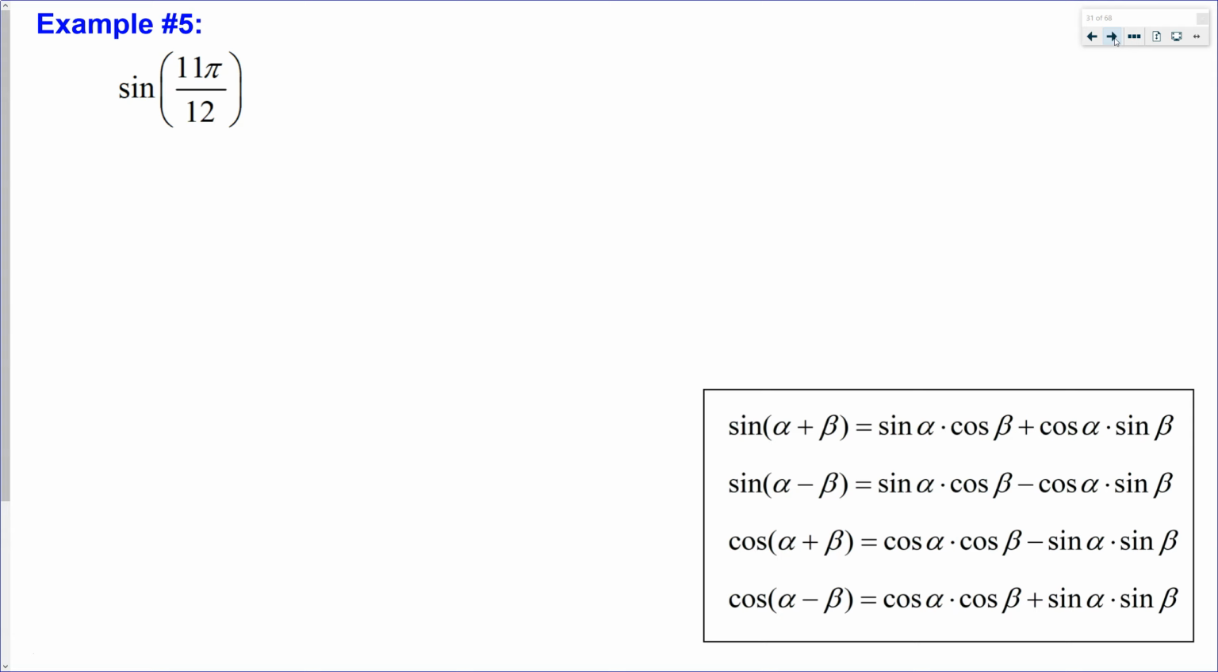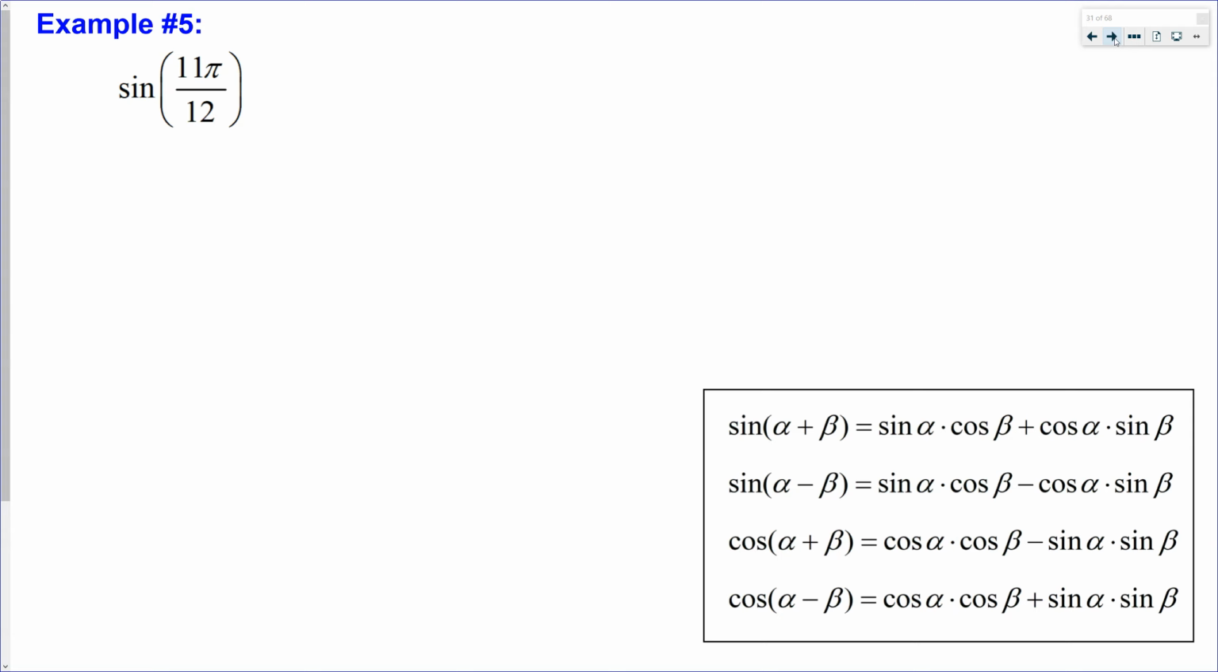So for 11 pi over 12, for instance, we could split that up into a 10 and a 1. I could go 10 pi over 12 and 1 pi over 12. 10 pi over 12 would be 5 pi over 6 if you simplified it. That is on the unit circle. I could evaluate that. But the 1 pi over 12 would not work because that's just not on the unit circle. So I move on.